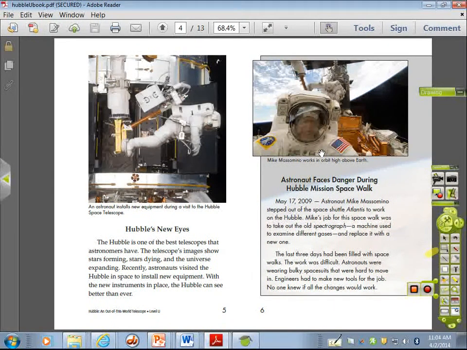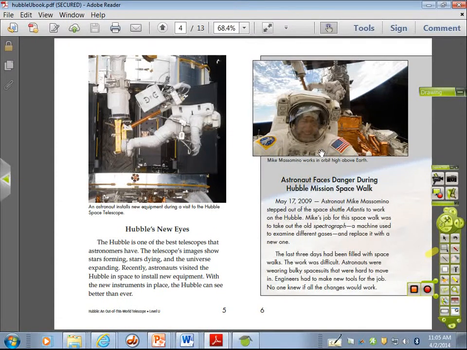Because to get a picture of this, you have to have the rights of whoever took the picture. If they took the picture, then they own the rights. But it's unlikely that the author of this book was in space taking this picture right here. Okay, the publisher. Yeah, that's something. Okay, Hubble's New Eyes.